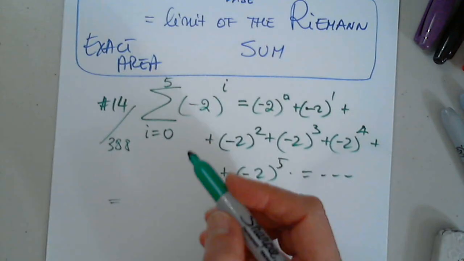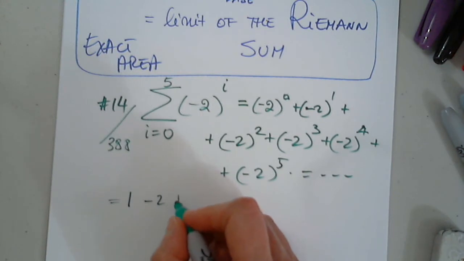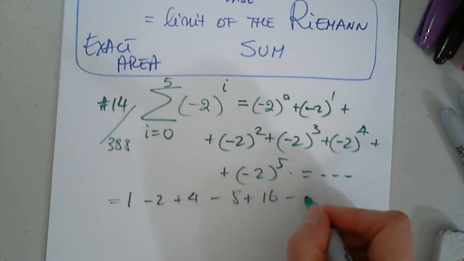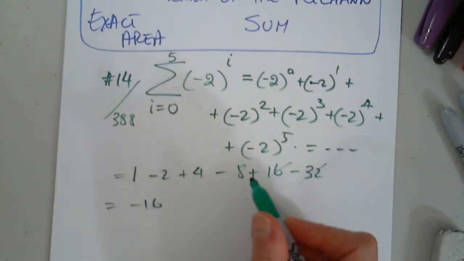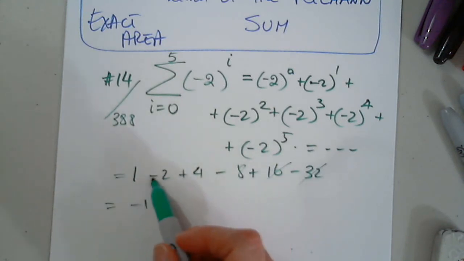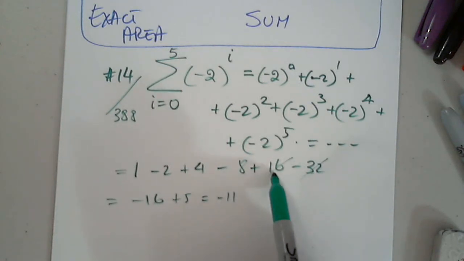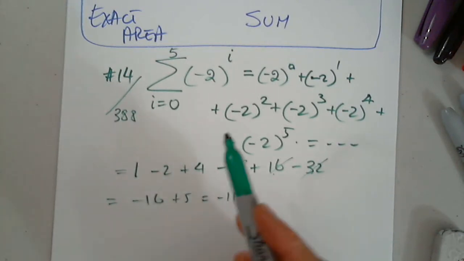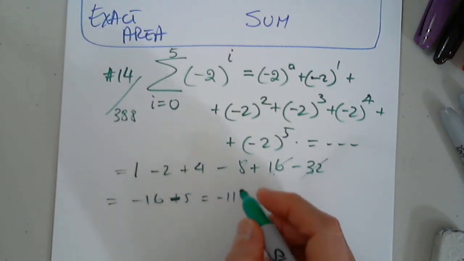So this is 1, -2 to 0 is 1. This is -2. This is -2 to the second power, which is 4. This is -8. This is 16, and this is -32. So let's see what we have here. 32 minus 16 is -16, -8, so that's -10, and -10 plus 5 is -5, so this is -21.